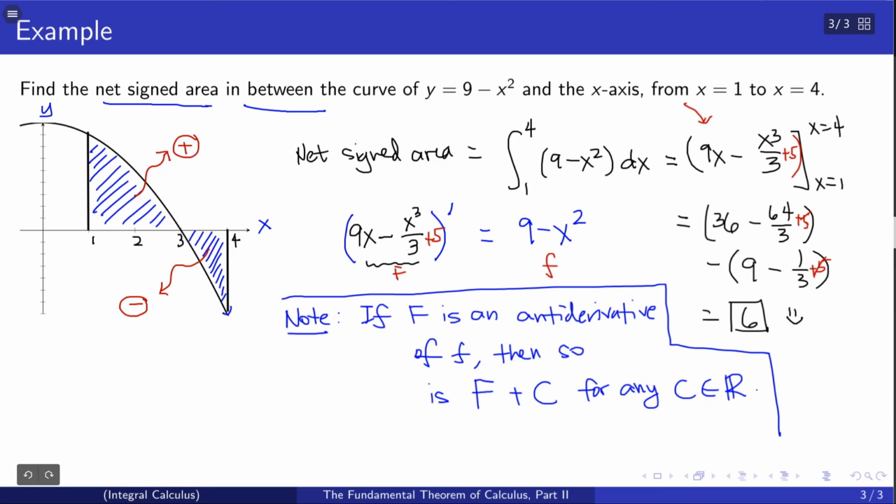Right? So in a sense, it doesn't really matter which antiderivative you take. There are infinitely many, right? Plug in any real number, you get one. Just take the simplest one. Throw it into your brackets, evaluate it at the lower limit and the upper limit, and you're done.